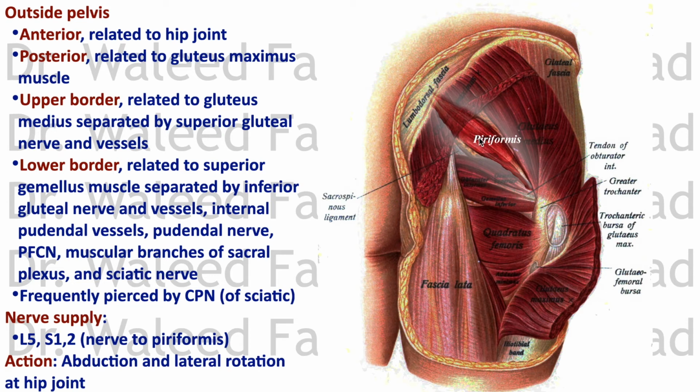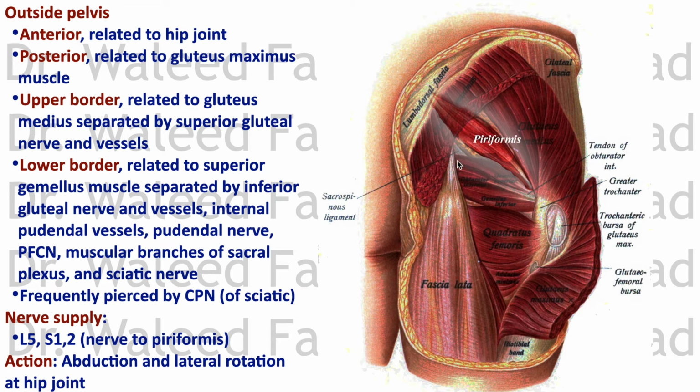Anterior to the muscle is the hip joint. Posterior to the muscle is the gluteus maximus, the major gluteal muscle at the gluteal region. The upper border is related to the gluteus medius, separated by the superior gluteal nerve and vessels. So superior gluteal nerve and vessels are the only structures emerging from the greater sciatic foramen above piriformis. All the rest are below piriformis.